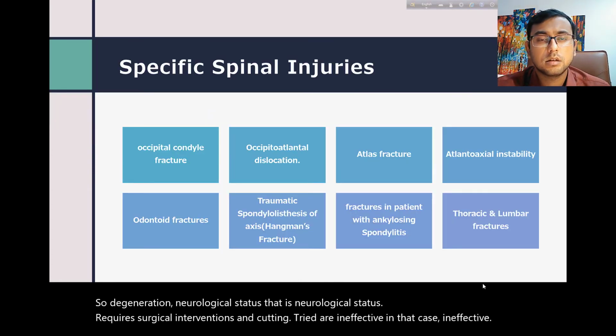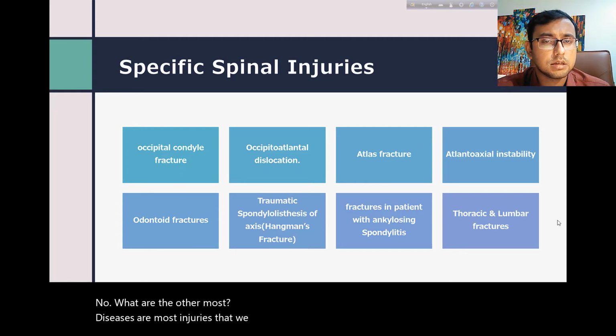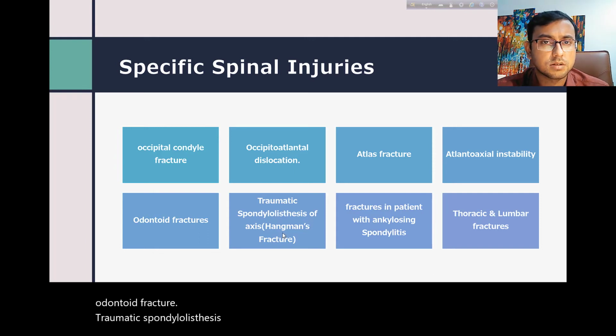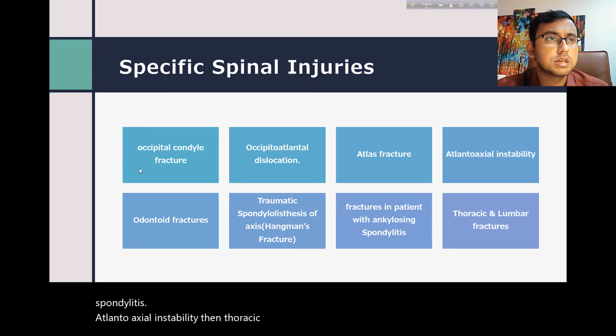Now, what are the other most common diseases or injuries that we can see in daily life? That is occipital condyle fracture, odontoid fracture, traumatic spondylolisthesis, that is hangman fracture. Then occipito-atlantal dislocation, atlas fracture, fractures in a patient with ankylosing spondylitis, atlantoaxial instability, then thoracic and lumbar fractures. These can also occur nowadays.